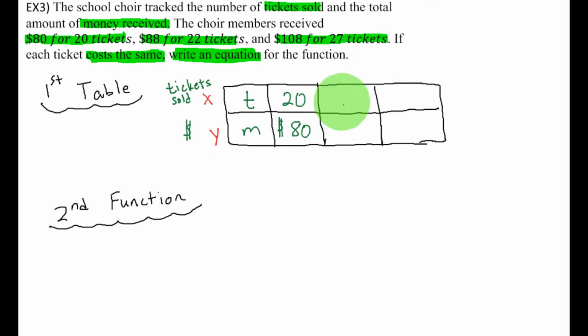Okay, let's move on to filling out the rest of this table. We can see that when 22 tickets are sold, $88 is received. Again, you don't need to put that dollar sign in the cell if you don't want to. And finally, when 27 tickets are sold, $108 was received. So 27, 108. Okay, so we've created a table.